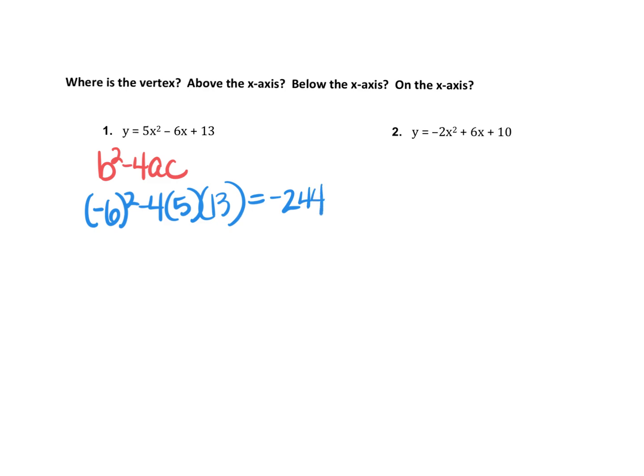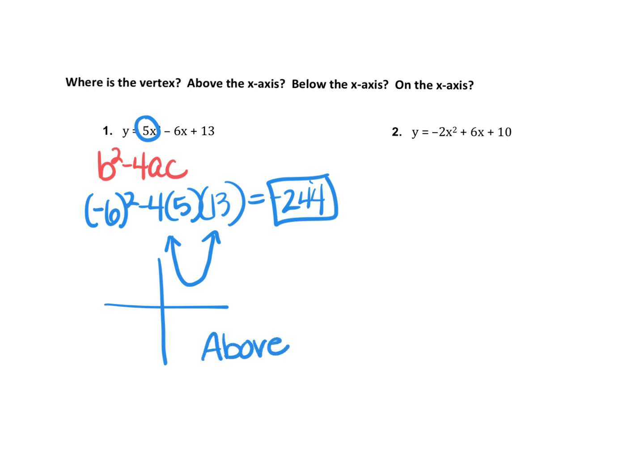So what that means is that it is not going to have any x-intercepts. We know that we don't have that. So if we look at this, we also want to look at the lead coefficient. And the lead coefficient is positive, meaning that the parabola is going to be opening up. All right? And it's not going to cross the x-axis because we had that negative number here. So with no x-intercepts, that means that our parabola is going to be above the x-axis.